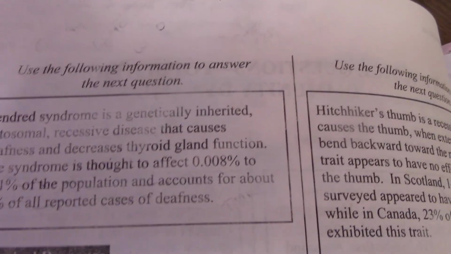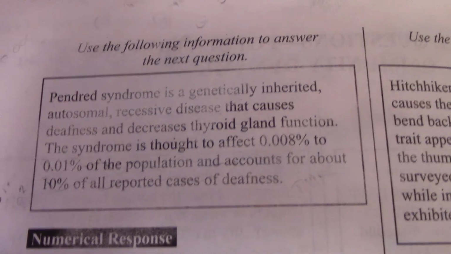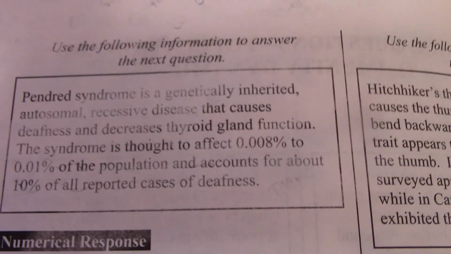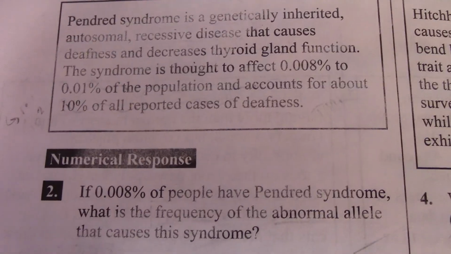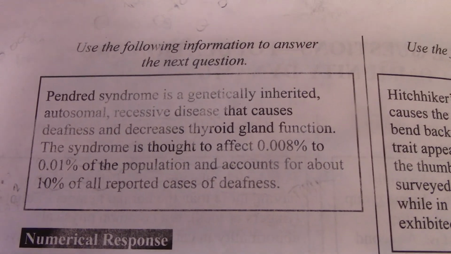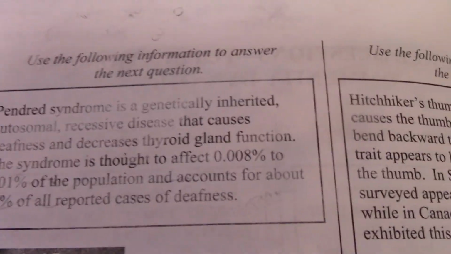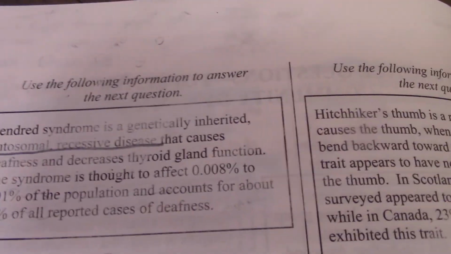Let's look at page 128. So we'll use this equation again. And let's look at the next question. The next question says, it's a little hard to do this solo flipping through a workbook. My apologies. But Pendred syndrome, this is a numerical response 2, is a genetically inherited autosomal recessive disease. So I would highlight that, autosomal recessive.